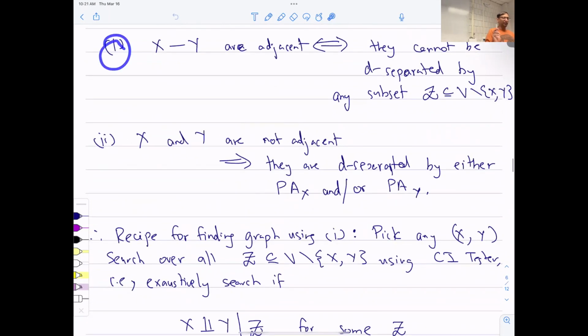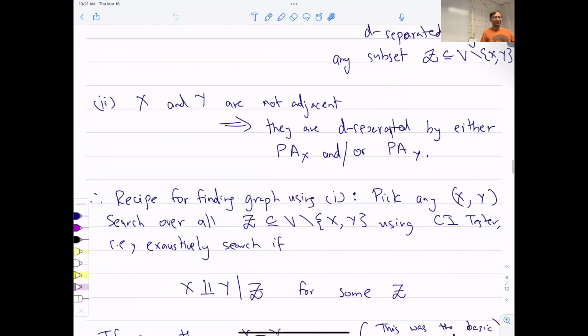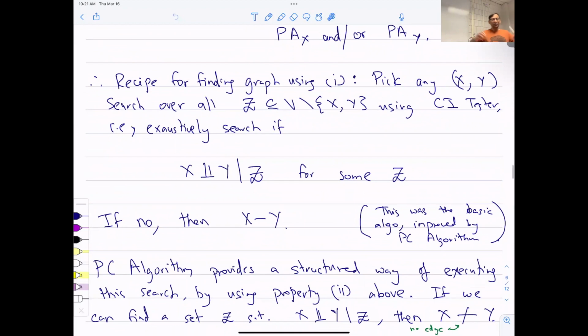I'm basically trying to use property one. Is it clear what I'm trying to do? Pick an X and Y and see if I can find a Z, searching over all possible Z's, such that X and Y are conditionally independent. If I cannot, then I'll put an edge between X and Y, and then iterate over all pairs X and Y and over all subsets. It's an exponential brute force search.